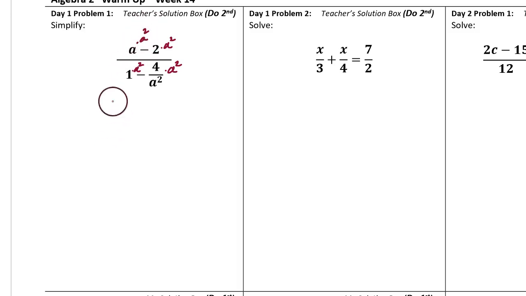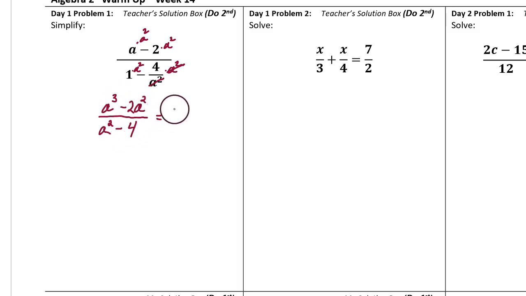A times a squared makes a cubed. 2 times a squared makes 2a squared. Now down under the bar, 1 times a squared makes a squared. And when you multiplied the fraction by a squared, these cancel out, leaving 4. So by multiplying by the LCD, we have changed it from a complex fraction to a regular division problem.